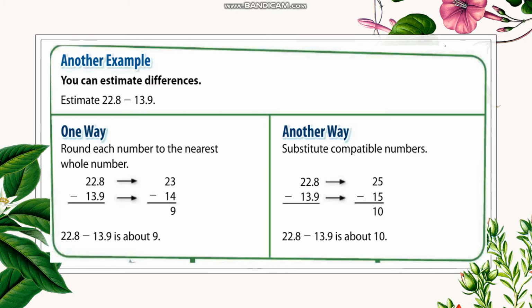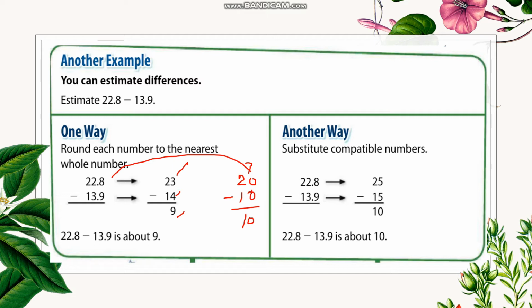But another example, you can estimate differences, just like estimating 22.8 minus 13.9 using rounding to the nearest whole number. So 22.8 is nearest to 23 and 13.9 is nearest to 14. So 23 minus 14, that is equivalent to 9. Now, is it possible also that 22.8 is nearest to 20? Yes. And 13.9 is nearest to 10? Yes. So 20 minus 10, that is equivalent to 10.